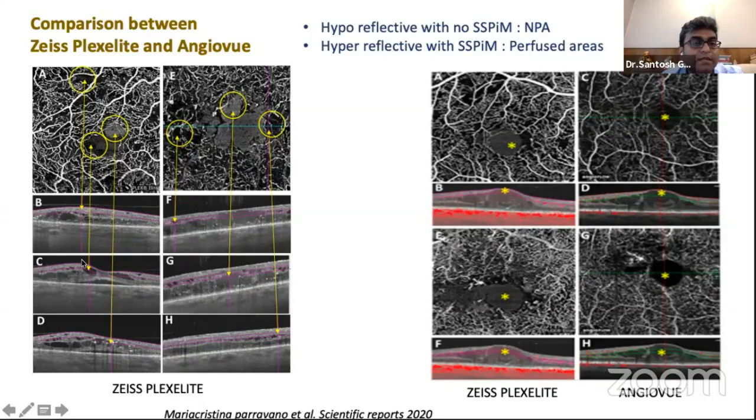So they say that when there is capillary dropout and it passes through the normal retina, this means that there is a capillary non-perfusion. But when it passes through the areas of cystic spaces, it doesn't mean that there's a non-perfusion. It just means that there is SSPIM. And when they compared the Zeiss Plex Elite with AngioView, they found that the Plex Elite is more sensitive to detect this SSPIM when compared to AngioView.